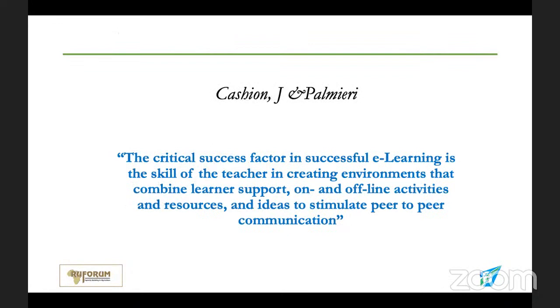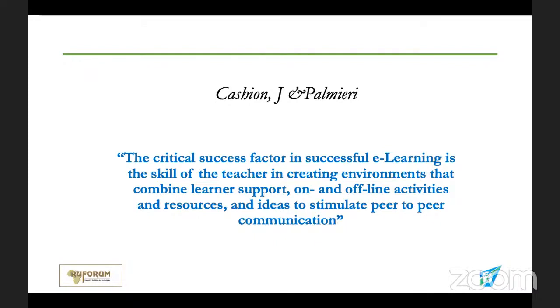That's always one of the quotes I like sharing, which says the critical success factor in successful e-learning is the skill of the teacher in creating environments that combine learner support, on and offline activities and resources, and ideas that stimulate peer-to-peer communication.